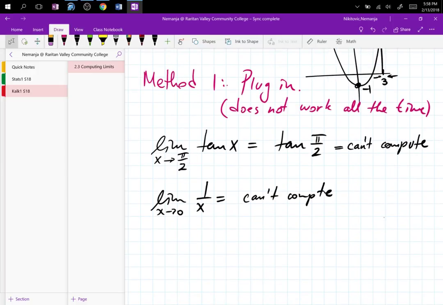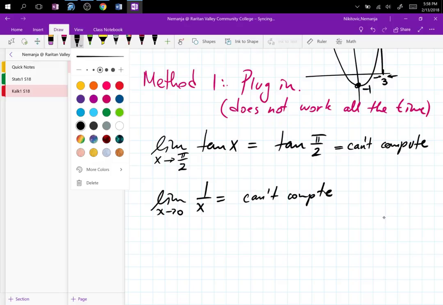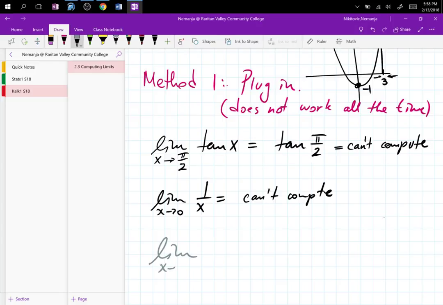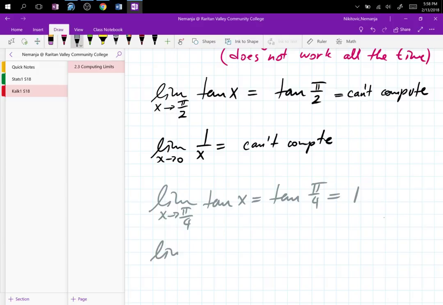But the method can work for the same functions. Let's change the color to gray. You can have the limit as x goes to pi over 4 of tangent x, in which case you just get tangent of pi over 4, which is 1. So now it worked. Why? It worked because once you plugged in pi over 4, there was nothing weird happening with that function at pi over 4. The same thing if I have the limit of 1 over x as x approaches 3, I'm just going to get 1/3. So that's okay.